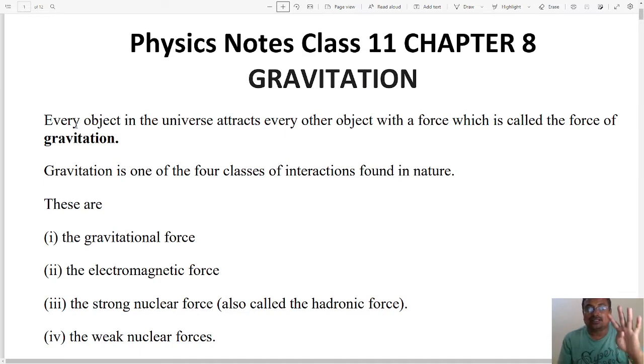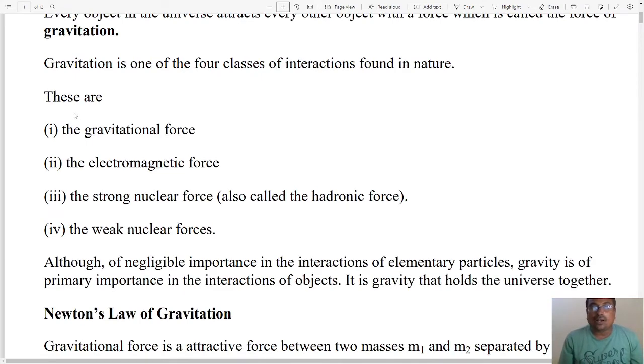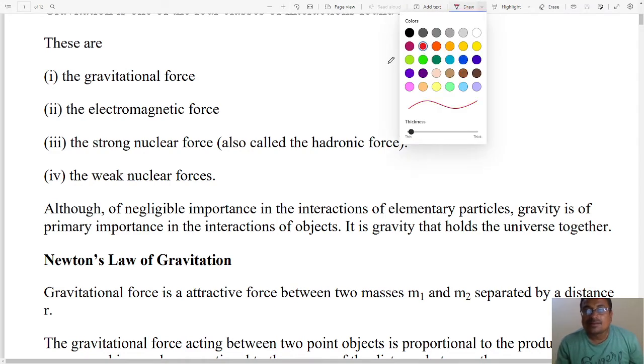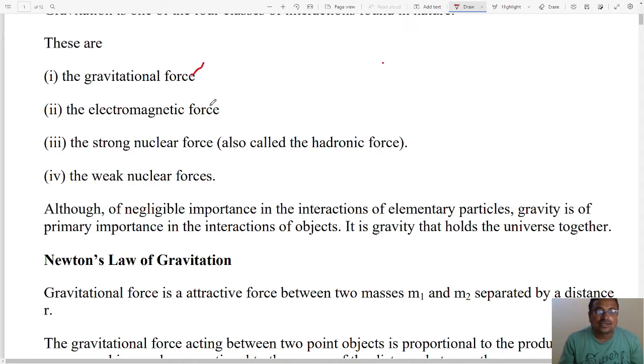In nature, there are four forces. What are the names of those forces? The names are gravitational force, electromagnetic force, strong nuclear force, and weak nuclear force. So in nature, dear students, there are four forces. Among these four forces, gravitation is the weak force, and the strongest force in nature is the strong nuclear force.